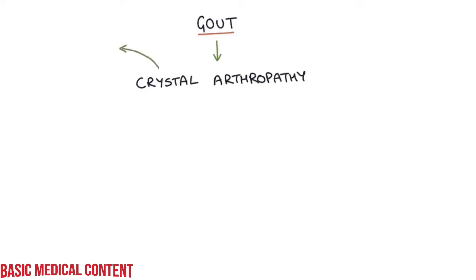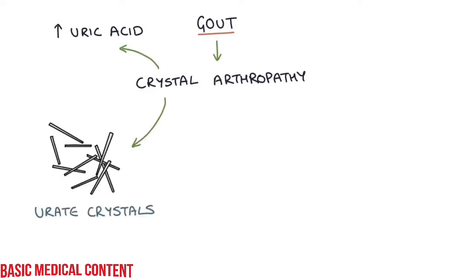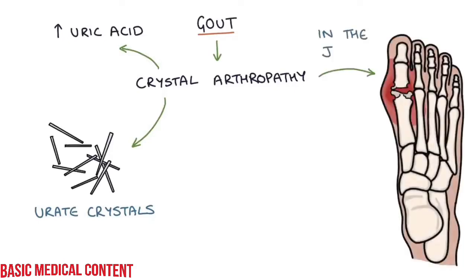In this video, I'm going to be going through gout. Gout is a type of crystal arthropathy, which is associated with chronically high levels of uric acid in the blood. Crystal refers to the fact that urate crystals are what cause the problem, and arthropathy refers to the fact that the problem is in the joints. So what happens is urate crystals are deposited in the joint, and this causes the joint to become hot, swollen, and painful.